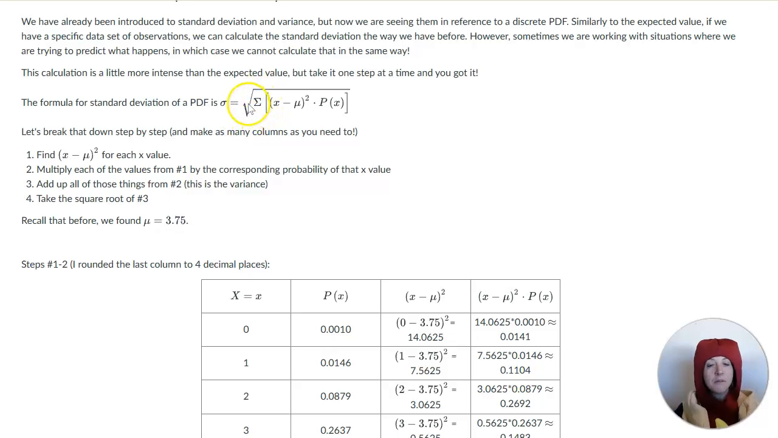So here we have the sum of, so again, sigma means we're adding things together. The sum of x, so each of our random variable numbers, minus the mean or expected value that we calculated, and then take that difference and square it for each and every x value. So we're doing that many times. Then multiply that by the probability that corresponds to that x.